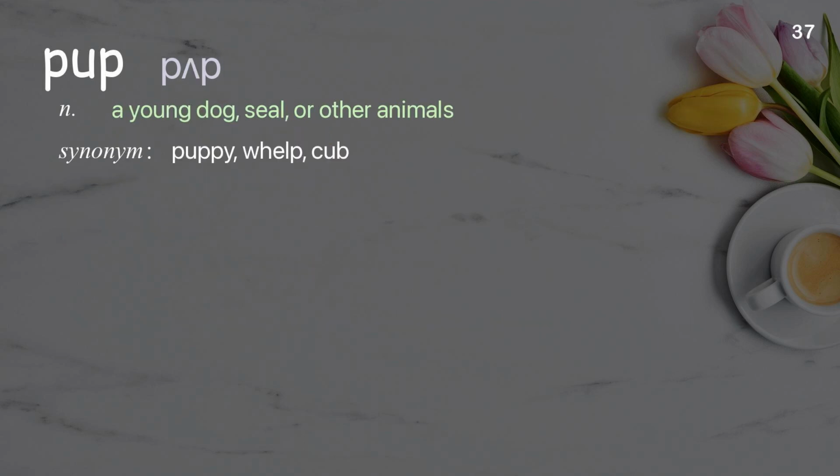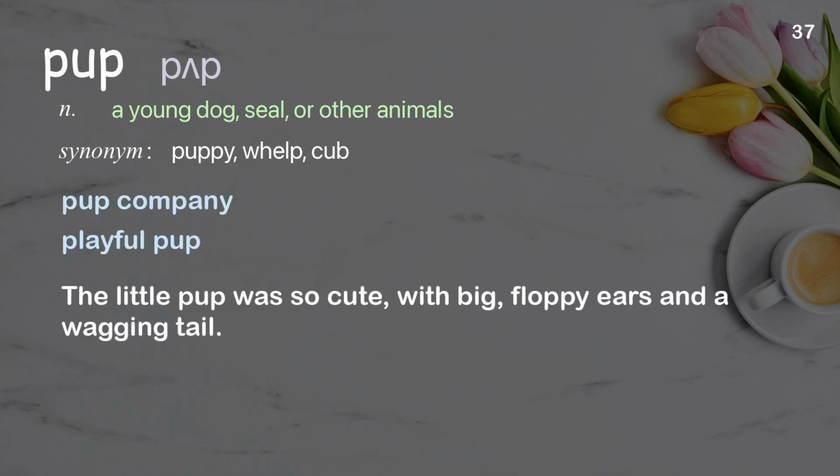Pup. A young dog, seal, or other animal. Examples: Pup company. Playful pup. The little pup was so cute, with big, floppy ears and a wagging tail.